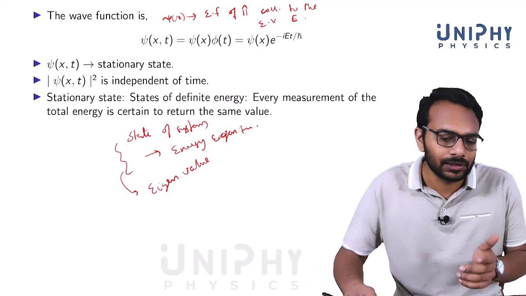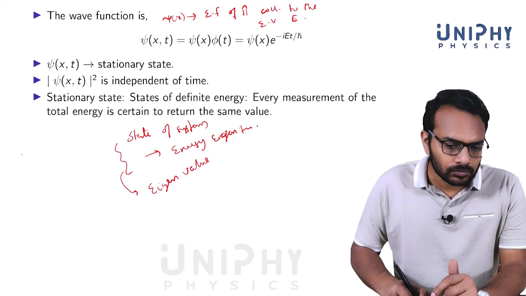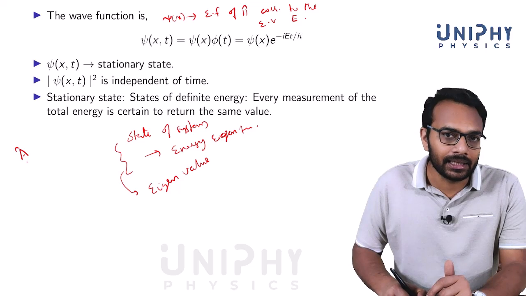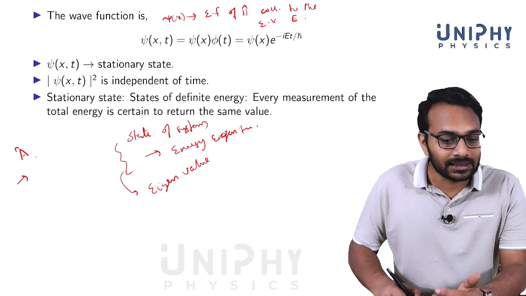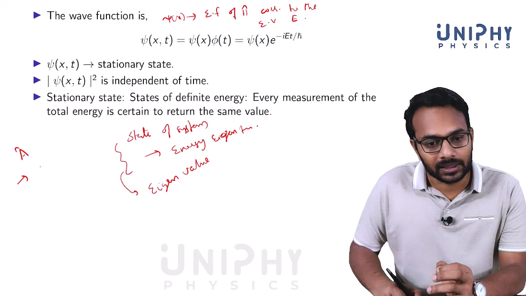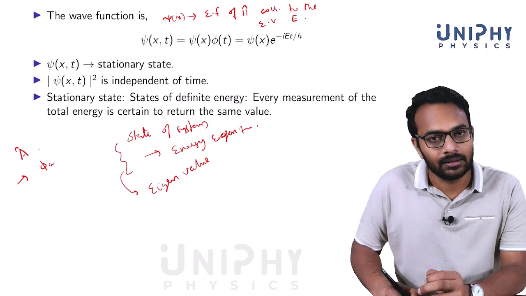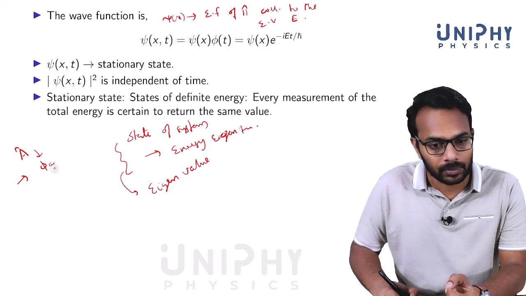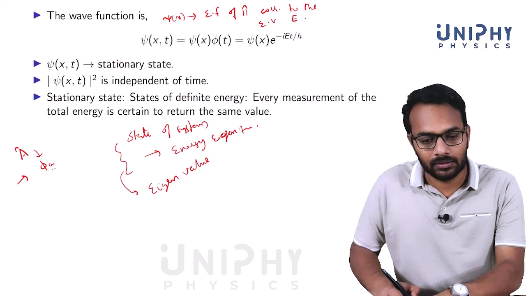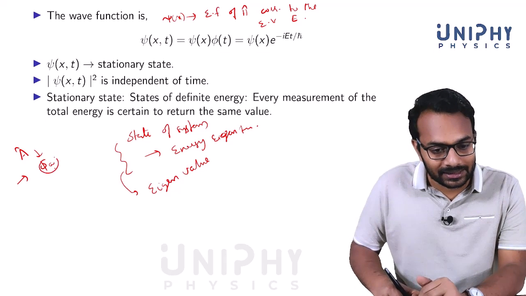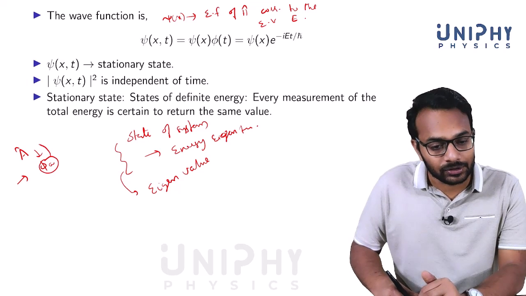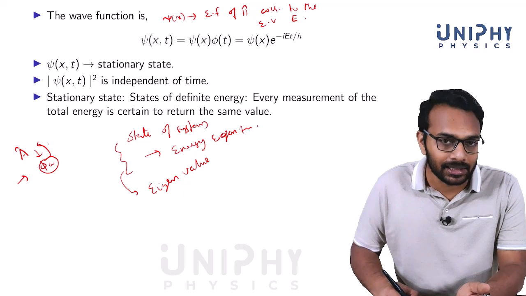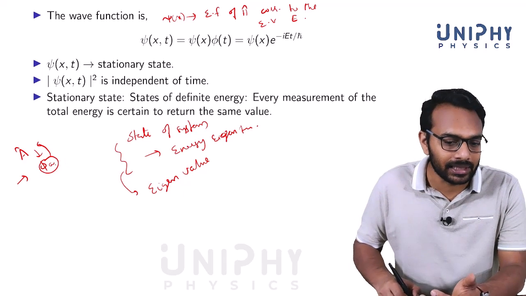This is actually true for any operator. Suppose you have some operator A, and the state of the system is an eigenfunction of this operator, let's call it phi A, corresponding to the eigenvalue A. Then we can call these states phi A states of definite value for capital A, the observable represented by capital A.